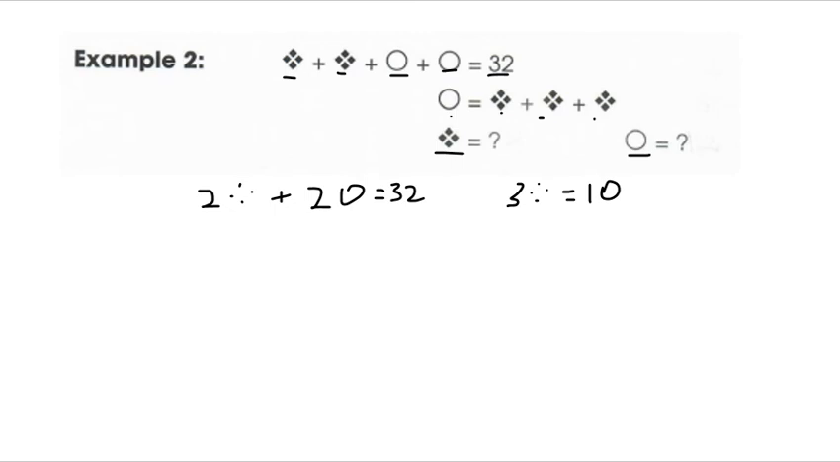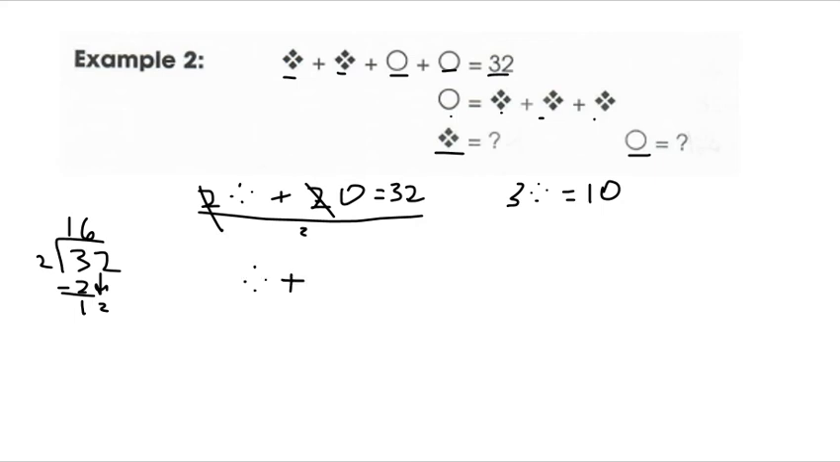So here I know that there's a 2, and this can be divided by 2, so I'm going to divide everything by 2. This cancels out, and what's 32 divided by 2? 32 divided by 2, 12 divided by 2 is 6, so that's going to be 16. So that means one of these things plus a circle is equal to 16.